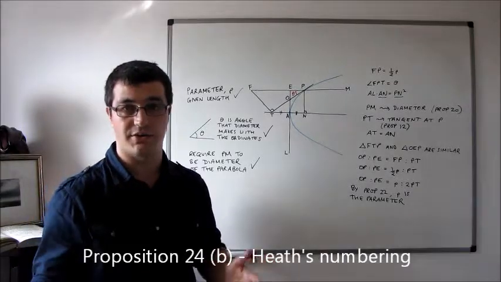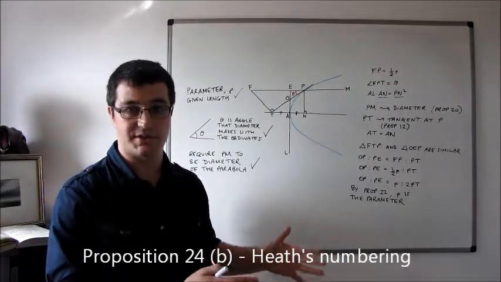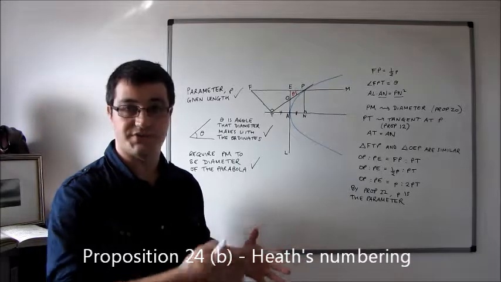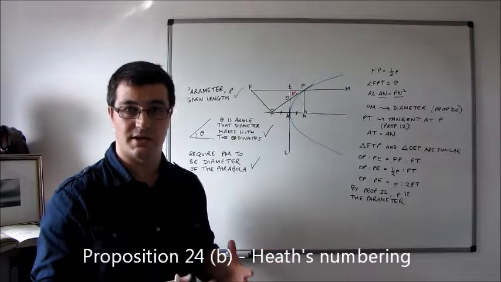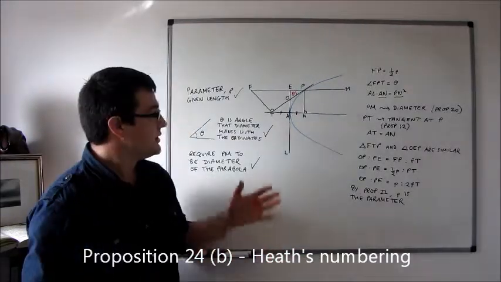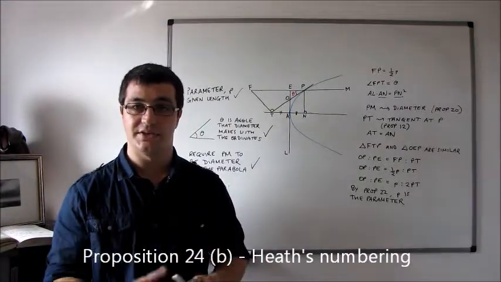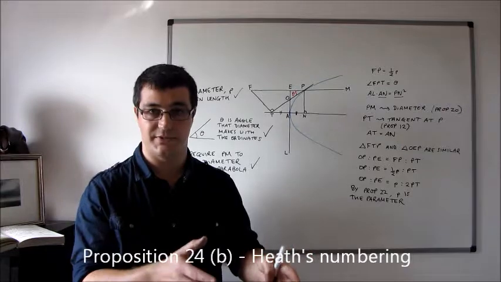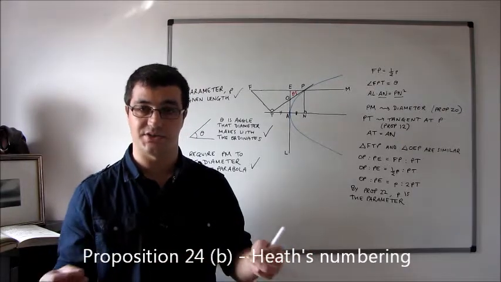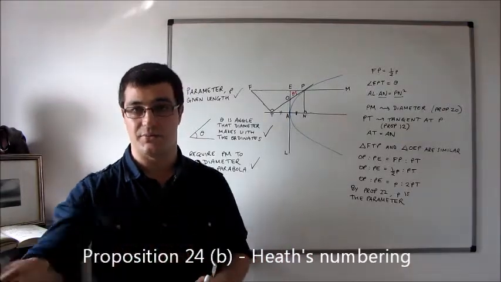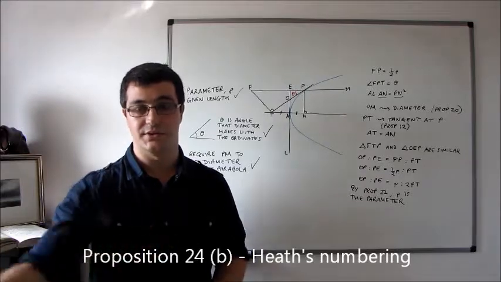So this is quite a common theme with Apollonius's proofs of the propositions in this part of his work. Not just for the parabola, but for the ellipse and for the hyperbola, he does a similar thing, considers a very specific case where the diameter is actually an axis, and then from that point he moves on to the more general cases.